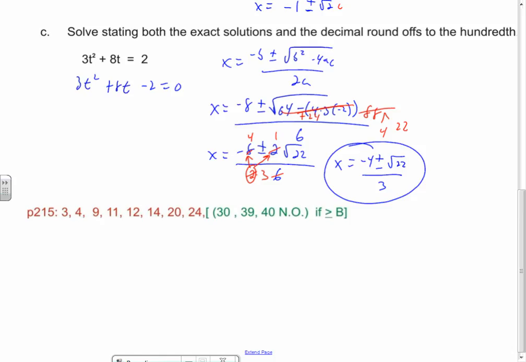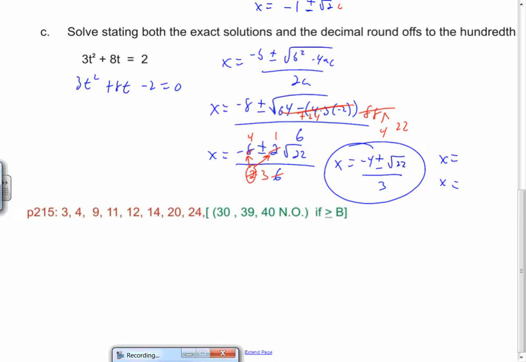All right, go ahead and finish it out. Go ahead and find the rounded solutions. So you just got to use your calculator. Negative 4 plus the square root of 22. Divide that quantity by 3. Negative 4 minus the square root of 22. Divide that quantity by 3. And you'll get the two answers. And remember, we're going to the hundredth, right? Tenth, hundredth. So 2 decimal places for those that don't know what the hundredth is. But you do.